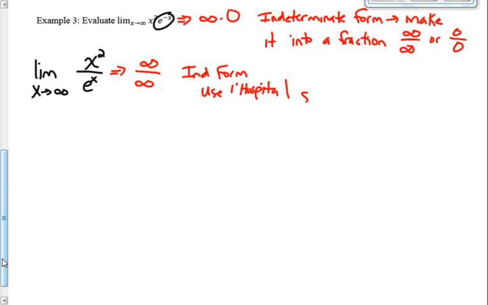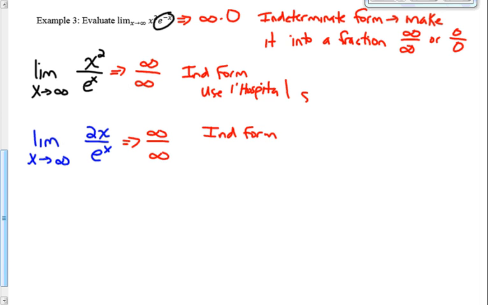So let's use L'Hopital's, and I now have the limit as x approaches infinity of 2x over e to the x. Let's evaluate and see where we are. When I plug in infinity, I get infinity on the top, and infinity on the bottom, which is another indeterminate form, which means I can use L'Hopital's.